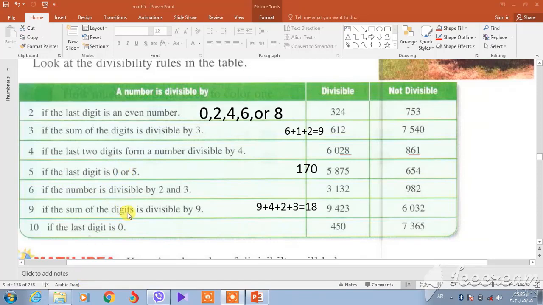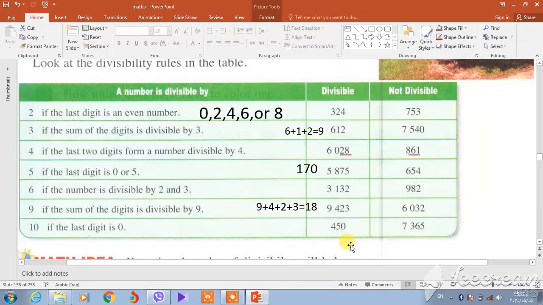And if you look, the rules for 3 and 9 are the same, but any number divisible by 9 is also divisible by 3. But a number divisible by 3 might not be divisible by 9. Students, be cautious.